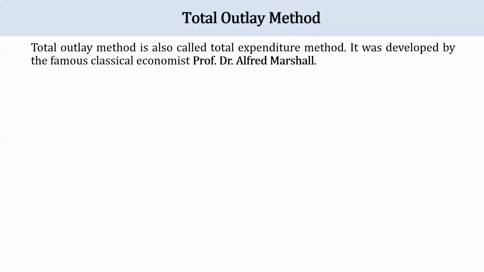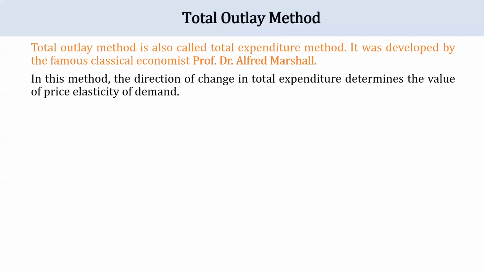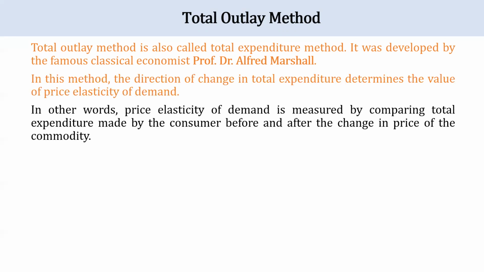Let's move forward. This method is also called the total expenditure method, and it was developed by the famous classical economist Professor Dr. Alfred Marshall. And this is an observation method. In this method, the direction of change in total expenditure determines the value of price elasticity of demand. In other words, price elasticity of demand is measured by comparing total expenditure made by the consumer before and after the change in price of the commodity.